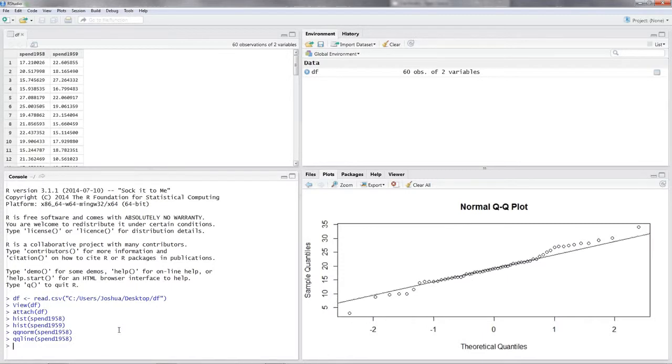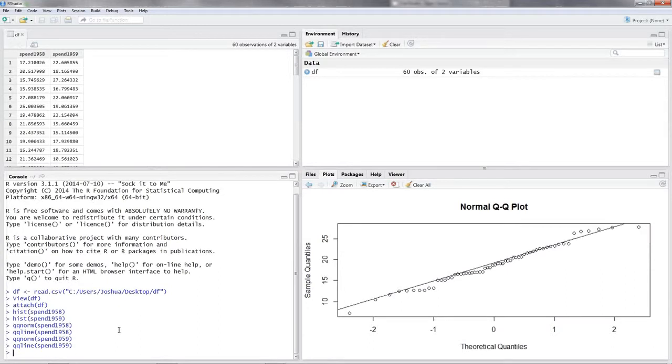Now, the line represents how your data would look if it were a perfect normal distribution. The points represent your actual data. Again, you'll never encounter perfect data. This data fits our wishes, although there might be some skew. So, let's do the same for the 1959 data. So, qqnorm, spend1959, and qqline, spend1959. Okay, now it looks good as well.